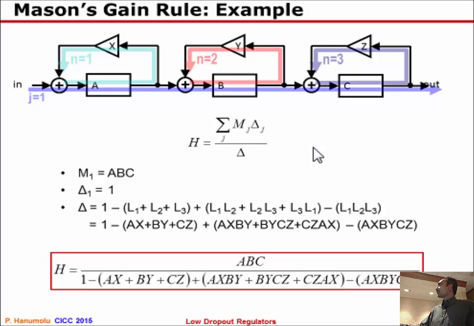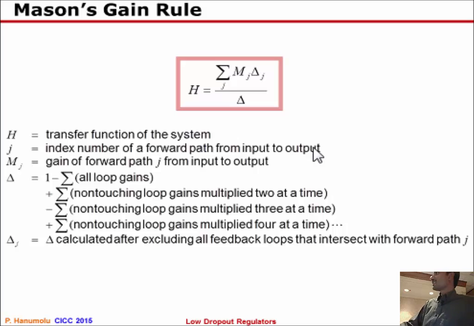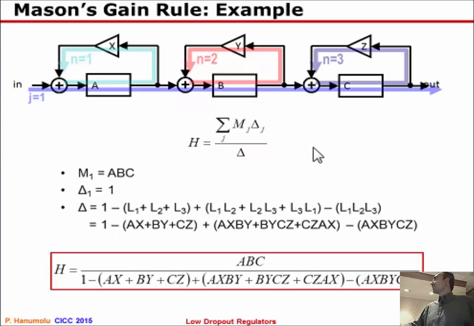So if I want to figure out the transfer function from here to here, then from the previous slide, this is really the transfer function, where M is the forward path. There is only one forward path, right? So there is only M1, which is A times B times C. Delta 1 is, if you go back, what are the loop gains if you remove the forward path. So if I remove this forward path, there are no more loops that are left. So delta 1 is 1.